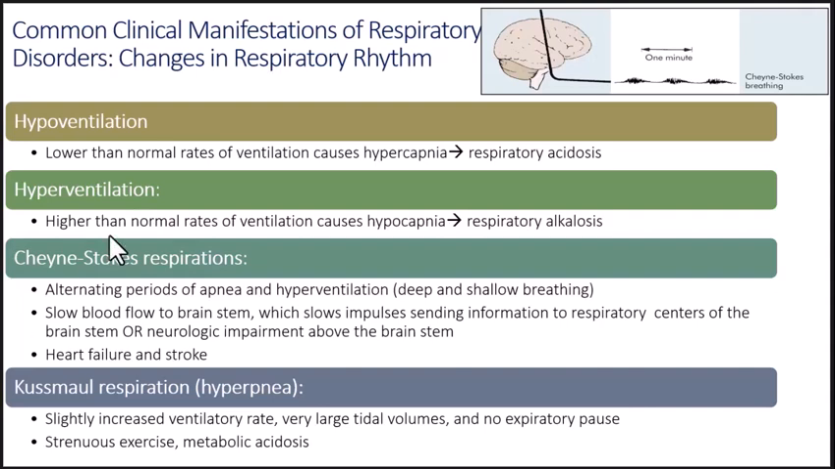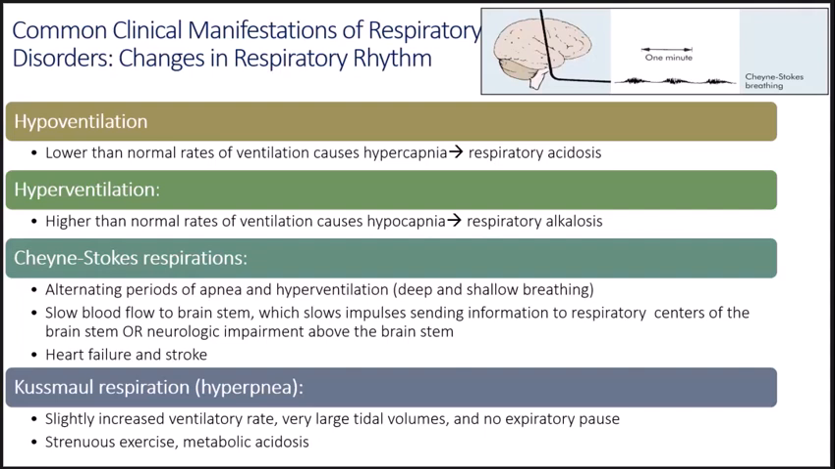Hyperventilation, higher than normal rates of ventilation, can cause hypocapnia. You're breathing off too much carbon dioxide, and this can then change your blood levels to be more alkaline, so that leads to respiratory alkalosis. There are two other types of respiration we'll talk about: Cheyne-Stokes respirations and Kussmaul respirations.